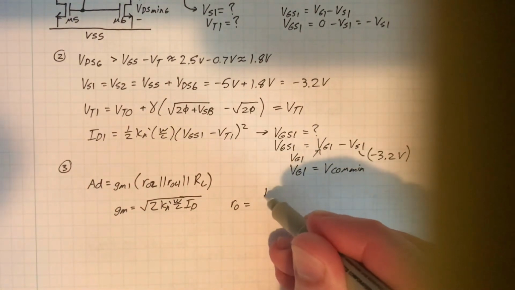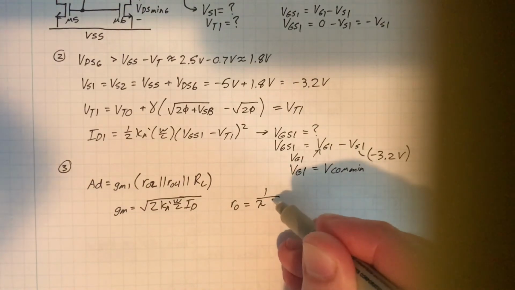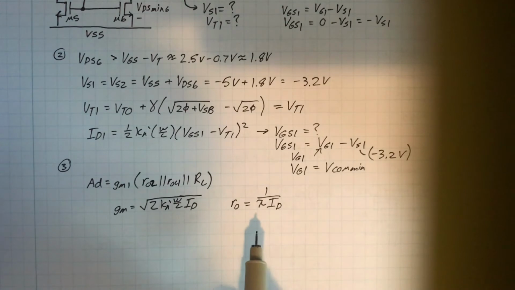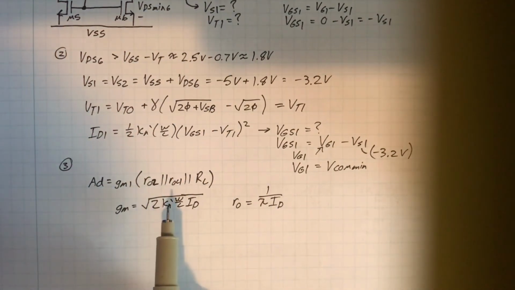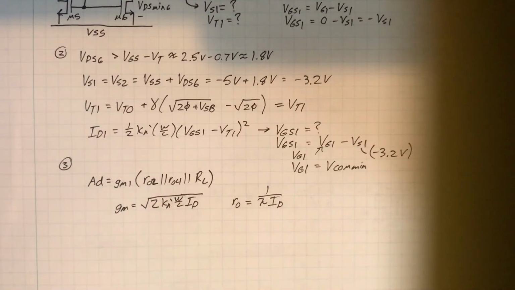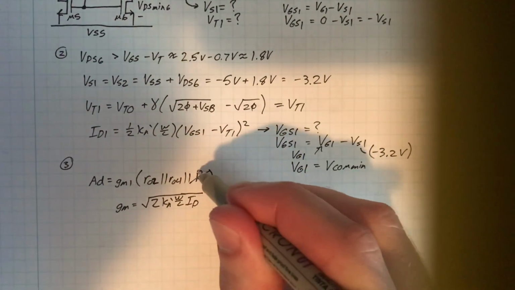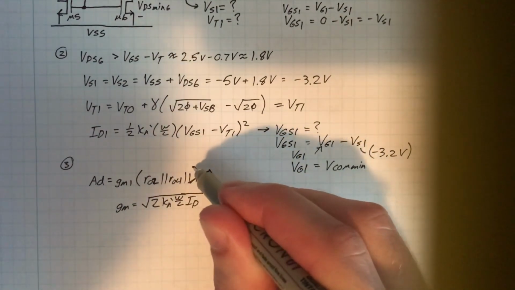RO is 1 over lambda ID. They tell you what lambda is for the NMOS and the PMOS. ID is 2 milliamps again. So you can solve all that for the differential gain. There is no load resistance in this case, so you can just ignore RL in this equation. RL equals infinity in this scenario.